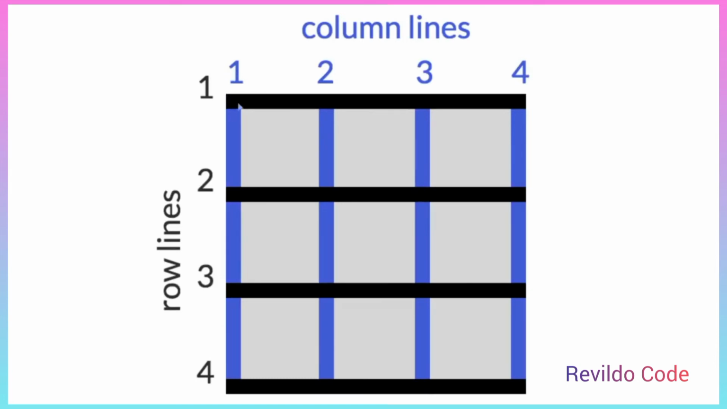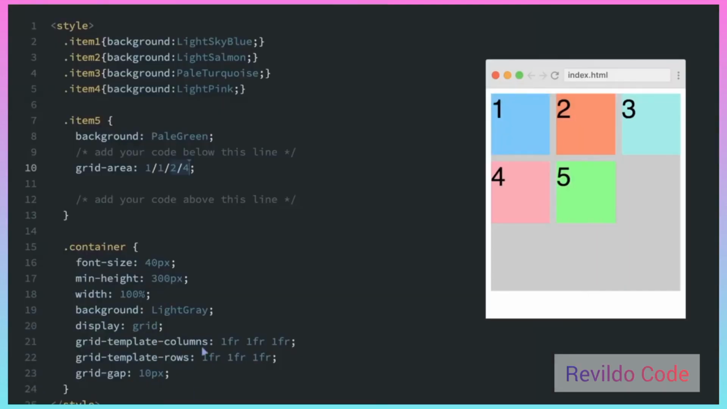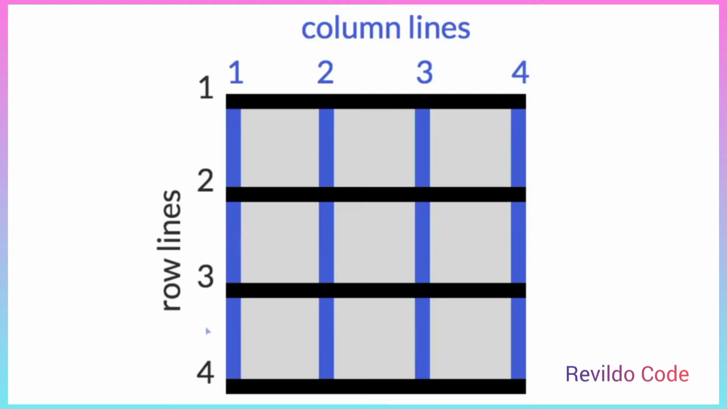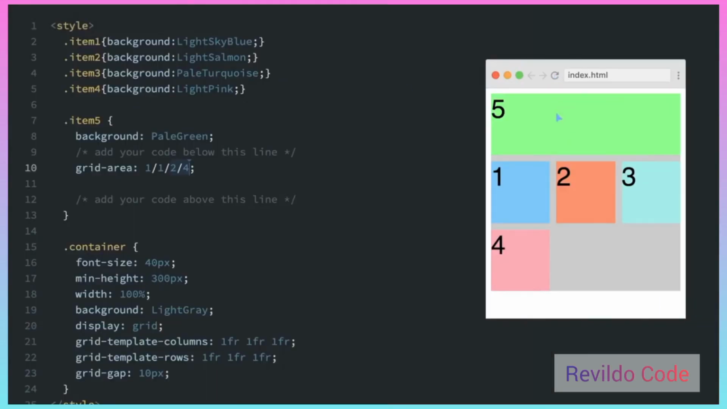So for 1, 1, it would start in this top corner here, and then you'll see that the second 2 numbers are 2, 4. So 2, 4 means it's going to end at the second horizontal line. Here's 2, and then here's 4. It's going to end at the fourth vertical line. So 1, 1, 2, 4 would start at this point and end at this point. So that would just take up the entire top row. So let's see what that looks like. I'll refresh, and we'll see that the 5 takes up the entire top row.